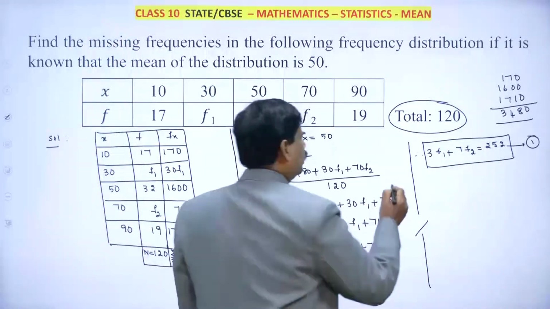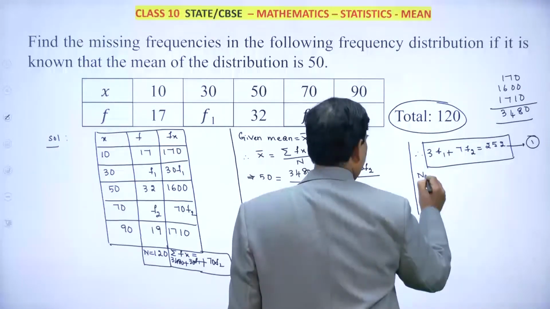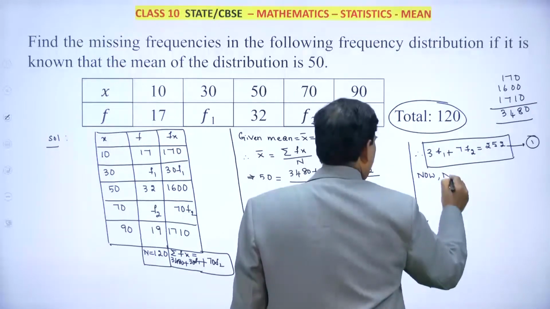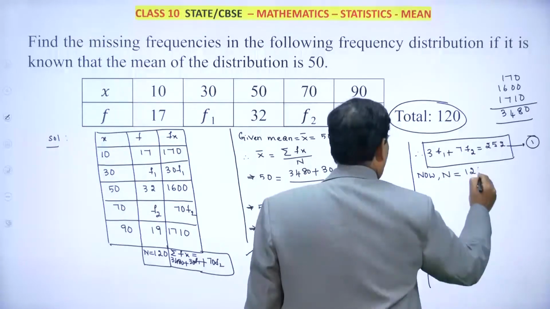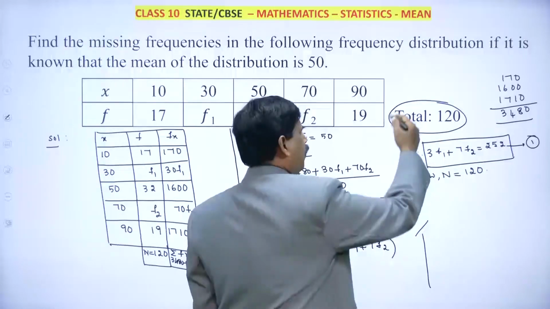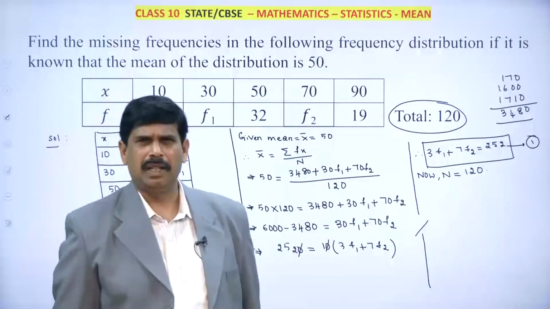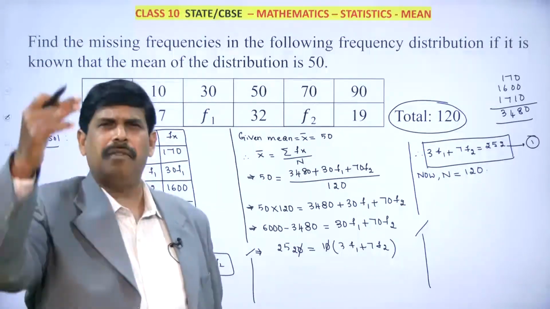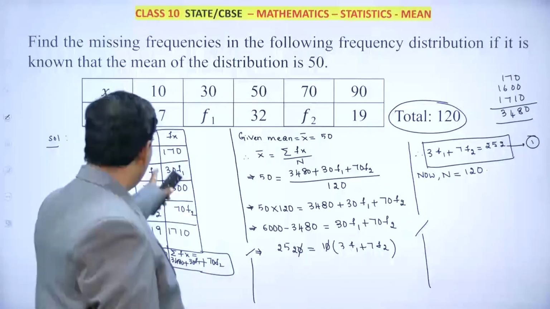So now n is equal to 120. What is the meaning of total he has given? That means the total frequencies he has given as 120. What do you mean by total, children? Sum of all the frequencies. That means what it will be?